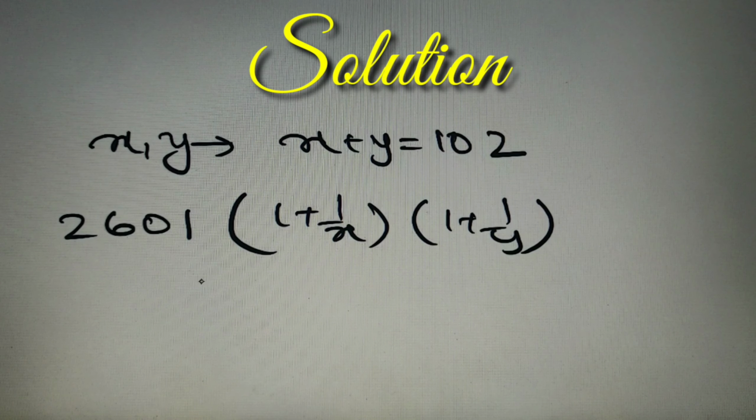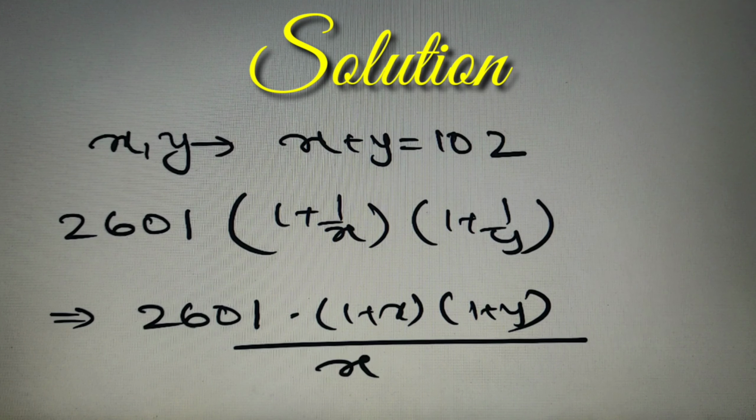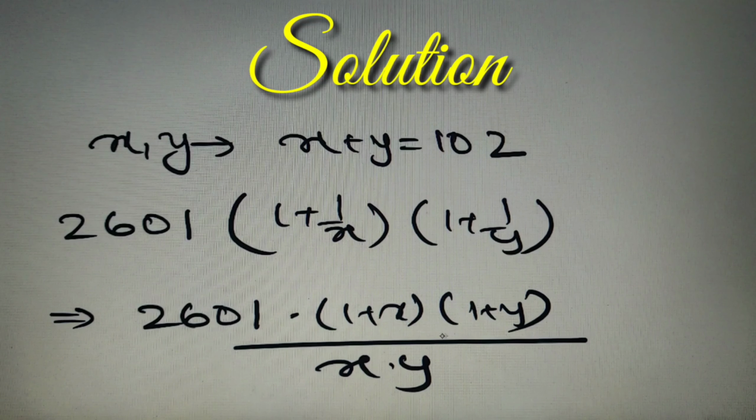Now since we have to find the minimum possible value of this product, let us first simplify it. Now we will get 2601 into 1 plus x into 1 plus y in the numerator, and we'll get x into y in the denominator. Now if you'll notice carefully, you'll see that if xy is maximum, then the product is minimum. So we have to find the maximum value of xy, for which the product of this value will be minimum. So let's find the maximum value of xy.